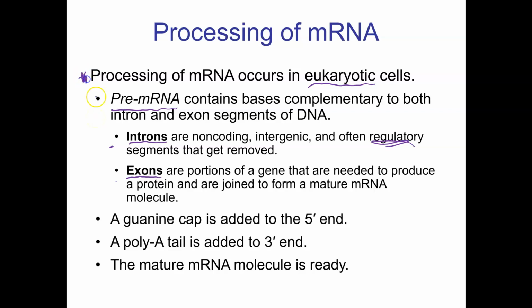Along with processing to get rid of those introns, we also add a guanine cap. So what's a guanine cap look like? It's a bunch of guanine nucleotides at the beginning of that messenger RNA. We add a poly-A tail. That's a bunch of adenines that are bonded to the end. And once we do this, this is now considered mature messenger RNA, and we can send it out to the ribosomes to be translated.